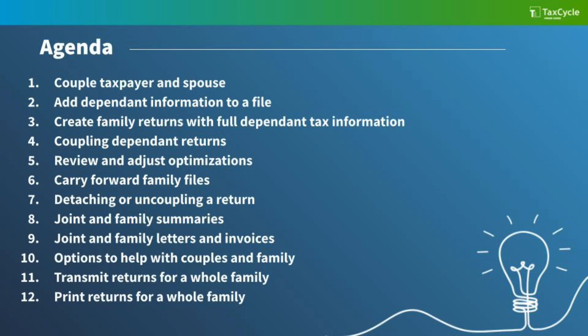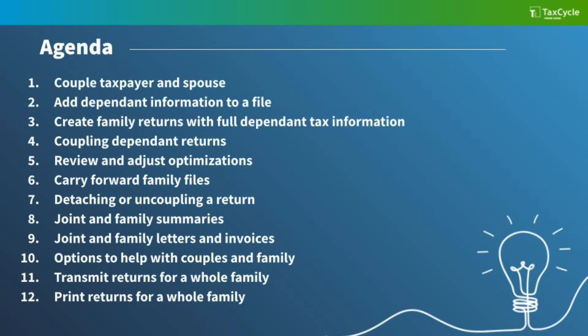You need to know about that, and then we will review some of the other tools within a tax return that can help you get an overall view of couple or family tax situations. So, summaries, letters, and invoices options that can help you, and then transmitting a whole family return at the same time if you're filing or printing the whole family return at the same time. And that should take us about 45 minutes. So let's see where we are going to go with this.